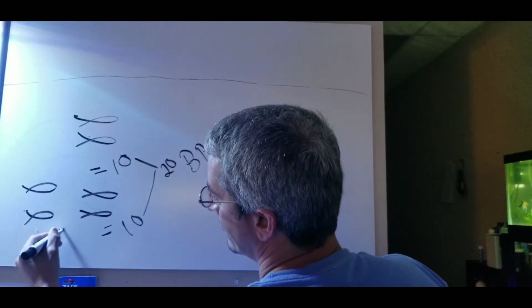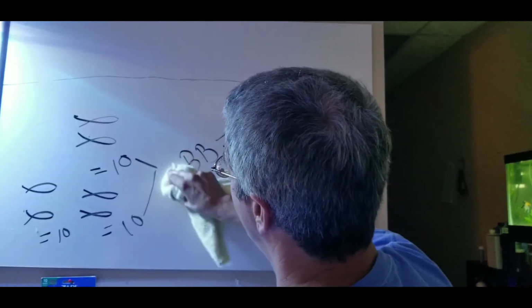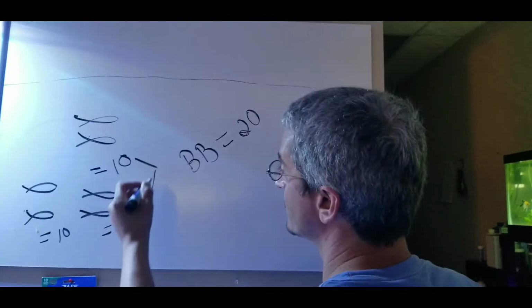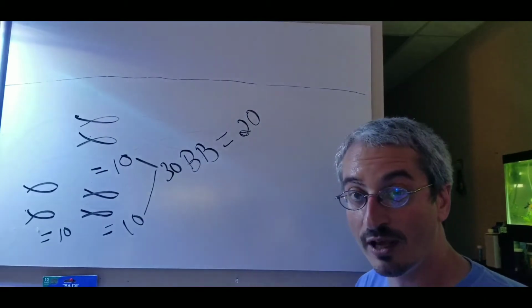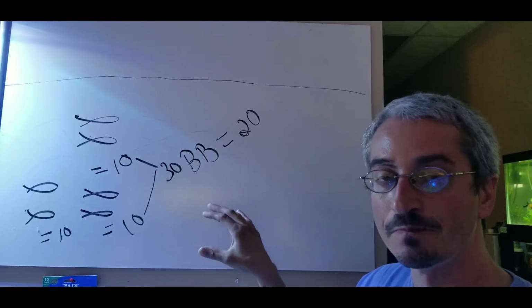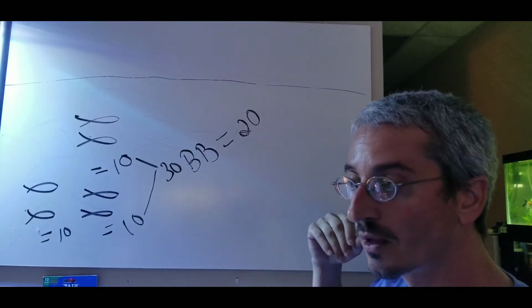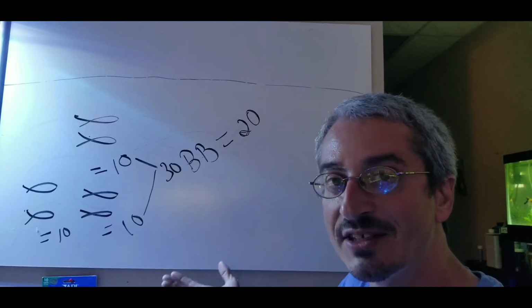And it equals 10. Now your bacterial colony has a value of 20, but your waste production has a value of 30. When you have this happen, you have an imbalance in your tank.